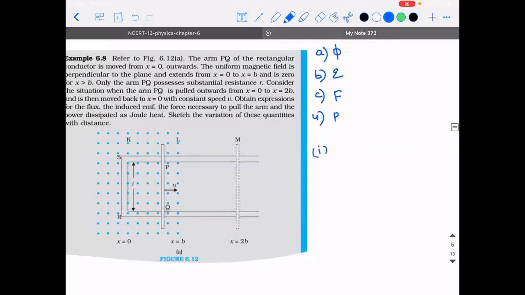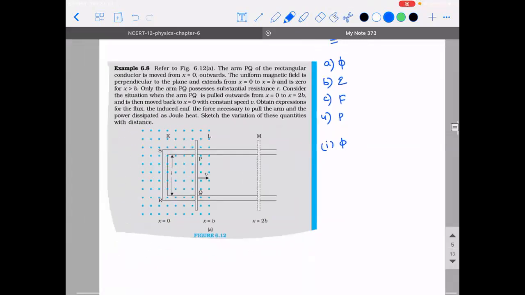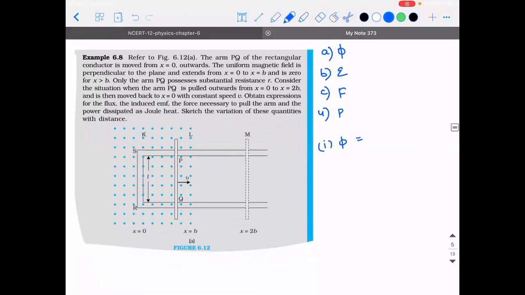So first we'll calculate the flux. What is the formula for flux here? B into A into cos theta. B is how much? B is B only. What is the value of area? L into this distance, it is L into X. Correct? So B into L into X is the value of flux.